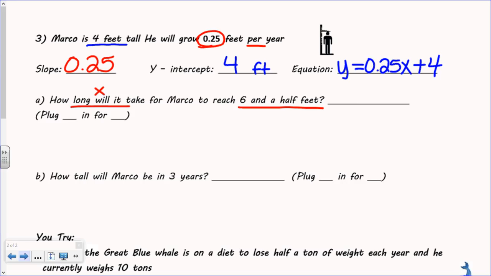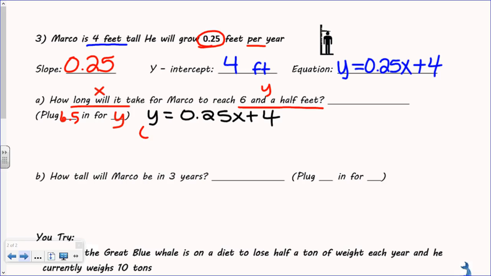It has the same units as our y-intercept, so that must be our y value. So now we want to plug in 6.5 for y into our equation and figure out how many hours that is. So we start with our equation. y is equal to 0.25x plus 4. And we are going to plug in 6.5 for y.